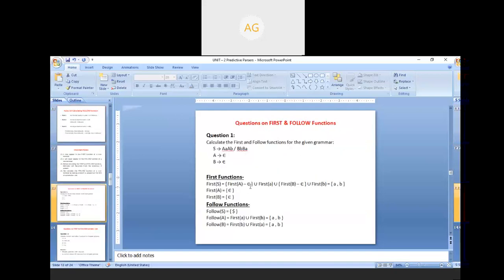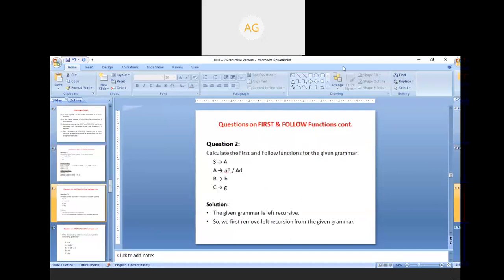Now we already discussed this example. Now we are going to discuss the second question. Just pay attention to how we calculate the first. Now this is the question given to you. Basically in this type of question you need to calculate the first and follow. But as the topic is difficult, we are only concentrating on first, how we calculate the first.